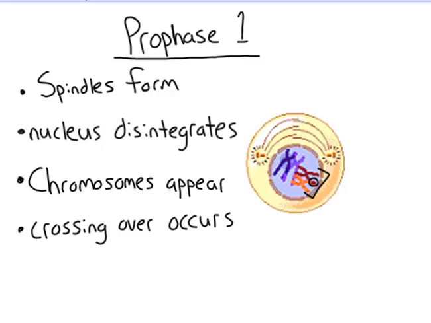So things that happen in prophase that were happening in mitosis. Number 1, spindles form. Number 2, nucleus disintegrates. Number 3, chromosomes appear. All of that stuff happened in mitosis as well. So this is very similar to prophase in mitosis. The unique thing here is crossing over occurs. So crossing over, like I just explained, the homologous chromosomes are going to swap legs, which is going to lead to genetic variation.